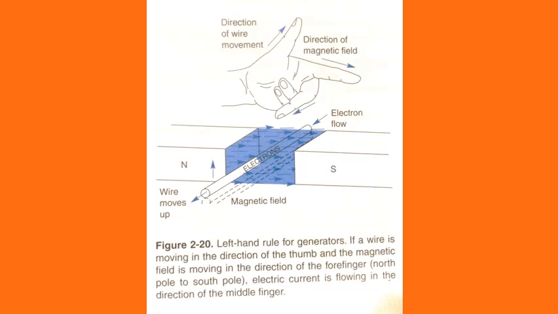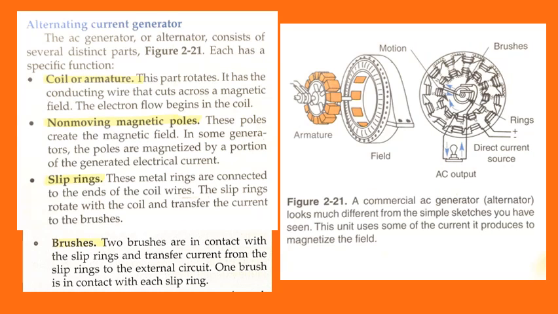Alternating current generator. The AC generator or alternator consists of several distinct parts, such as the one in figure 2-21. Each has a specific function. The coil or armature. This part rotates and it has the conducting wire that cuts across the magnetic field. The electron flow begins in the coil. The non-moving magnetic poles. These poles create a magnetic field. In some generators, the poles are magnetized by a portion of the generated electrical current.